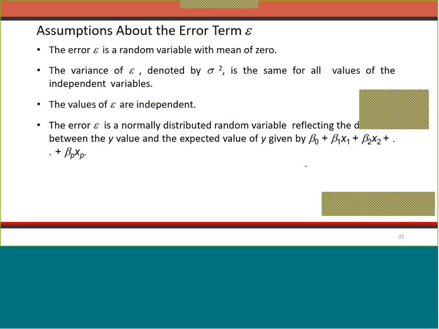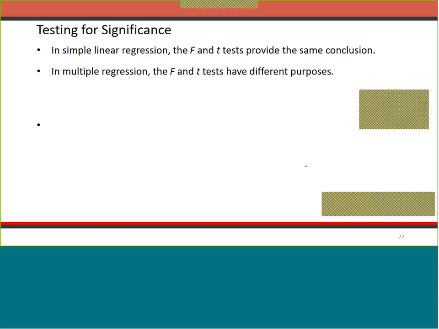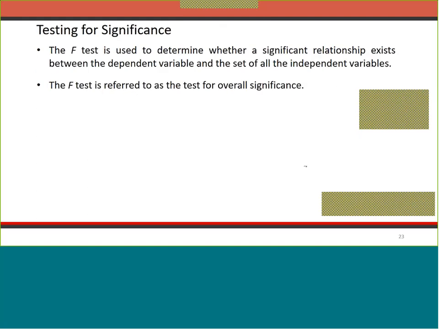So with these assumptions, now we are going to have two tests. In simple regression, both the t-test and f-test say whether there is any relationship between x and y. But in multiple regression, the t-test and f-test have different purposes. In simple linear regression, both have the same purpose, but in multiple regression, they have different purposes.